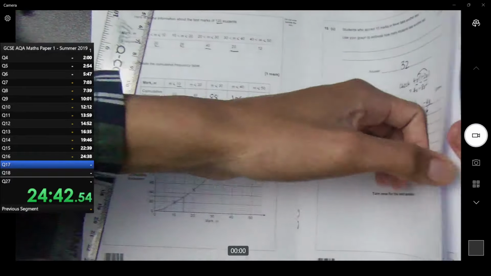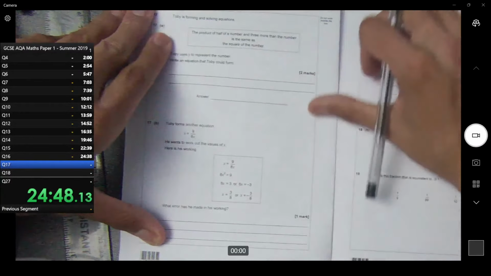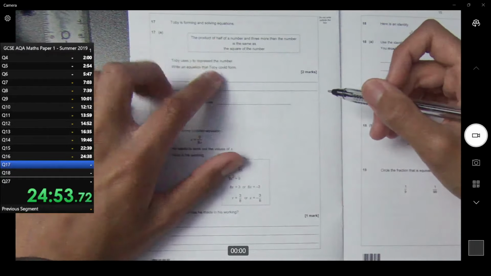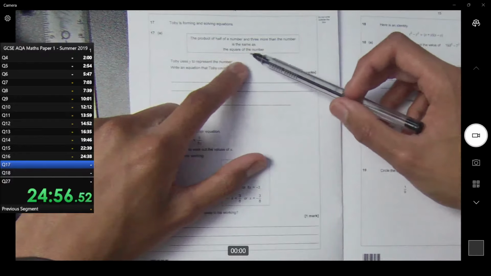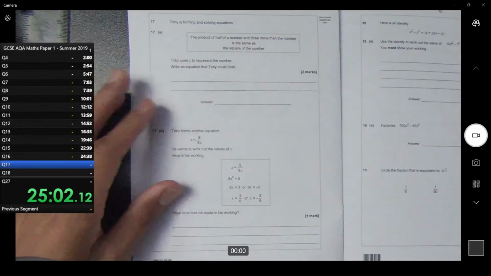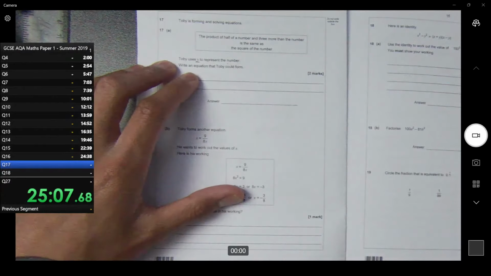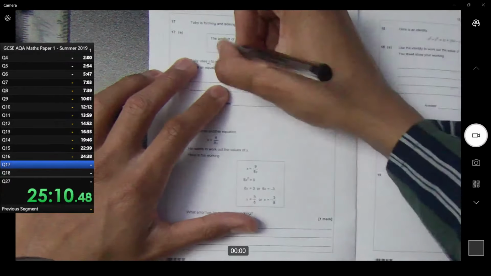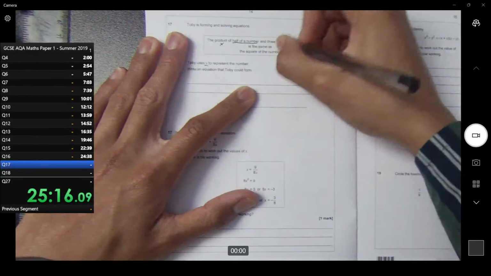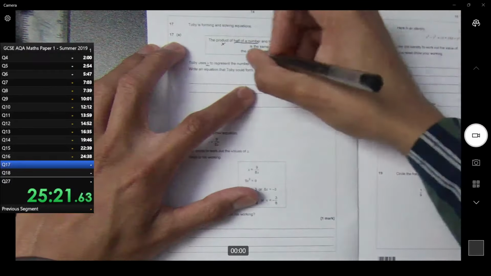Now, question 17. Toby is forming and solving equations. I think this could be on the actual paper this year. The product of half a number and 3 more than a number is the same as the square of a number. Right. So let's call our number y. Okay, so we're told y is representing the number. The product means multiplying. So half a number and 3 more than the number. 3 more than the number is the same as the square of the number.